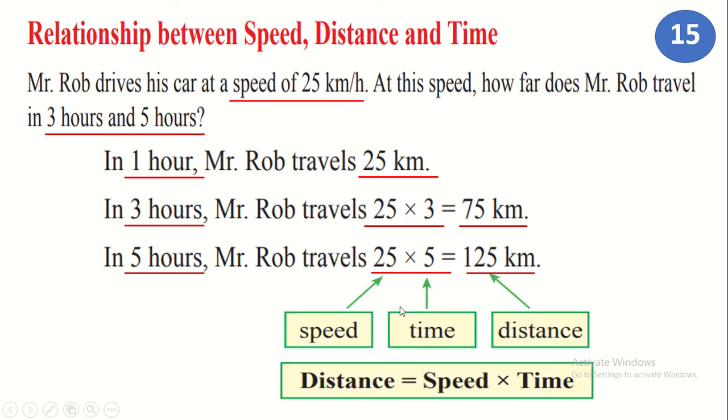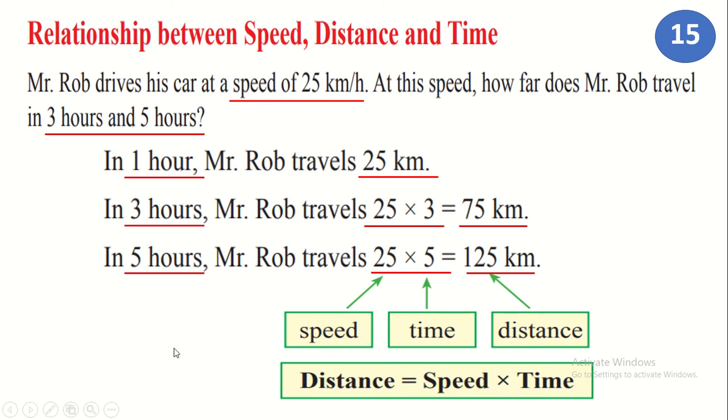The 25 here is the speed and the 5 here is the time. And the answer is the distance, because we are looking for how far Mr. Rob travels. You can say that distance equals speed times time. Remember this one: distance is equal to speed times the time.